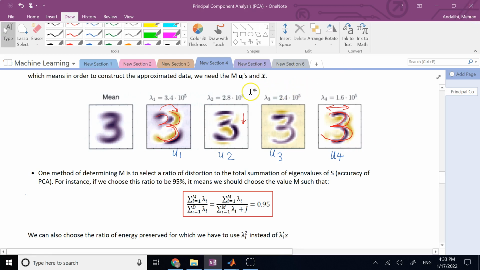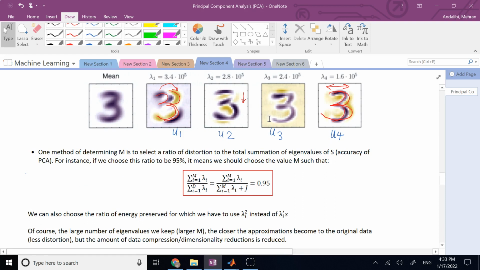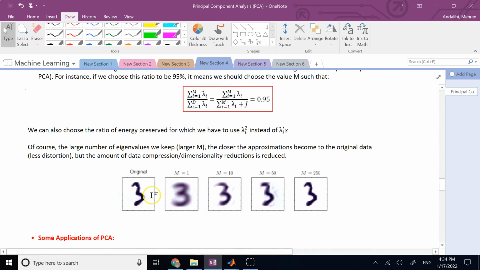Okay, so this is one thing. Now, of course, the more terms you use, the more eigenvectors you keep, the smaller the compression, and the better the image that you will get. For example, if this is your original image and I only use one of the eigenvectors, this is the approximation to that. If I use 10 of them, you see it's getting closer. If I use 50, I'm getting still better. If I use 250, then it is almost identical. It's not perfect. It's going to be perfect when m is equal to d.